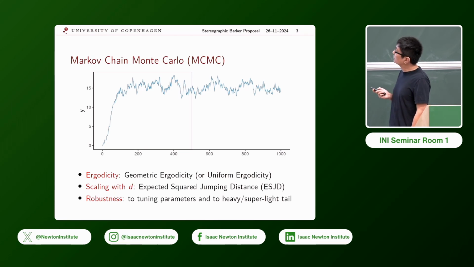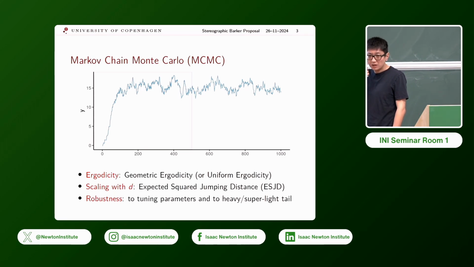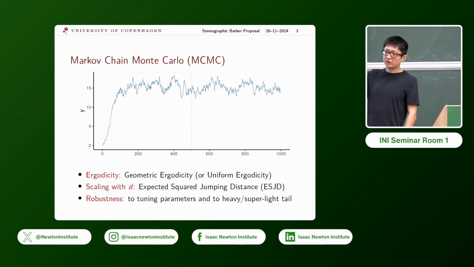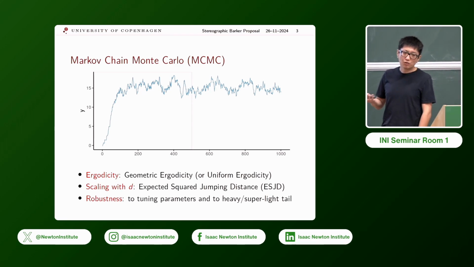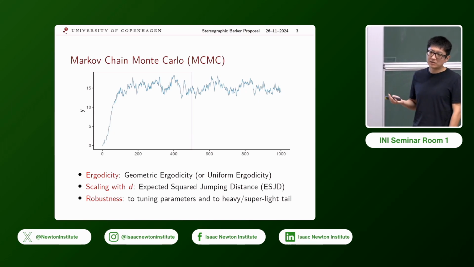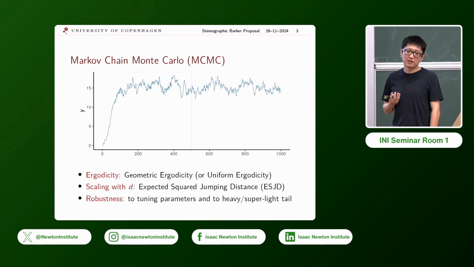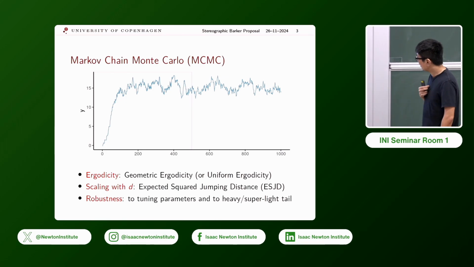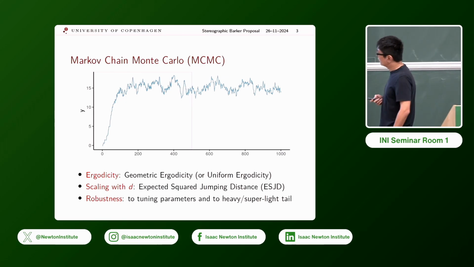This optimal scaling, roughly speaking, corresponds to the stationary phase. The idea is that if your algorithm has, on average, a larger jumping distance, then the output of your algorithm has less correlation, so you produce better quality samples. And I will also talk about robustness.